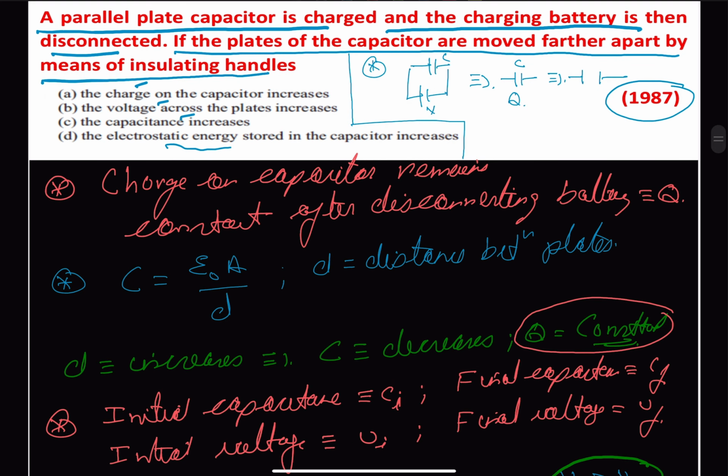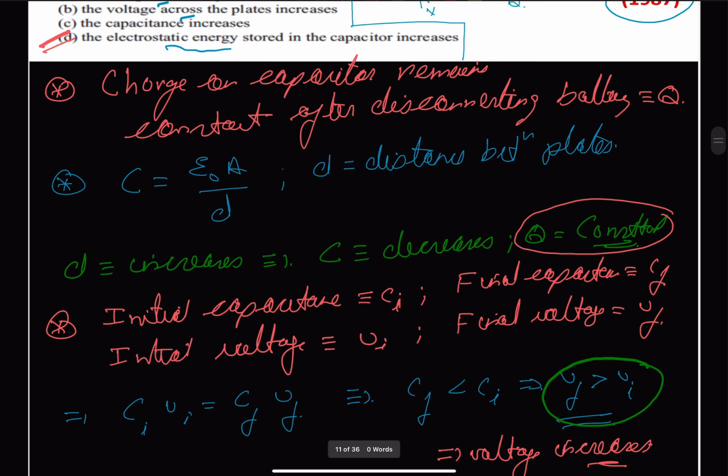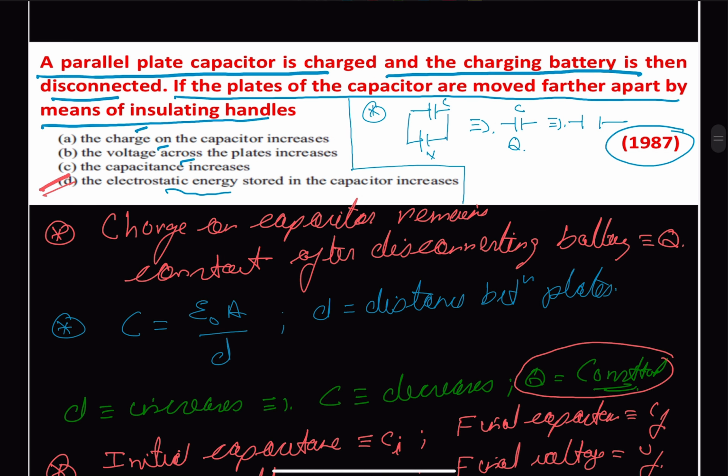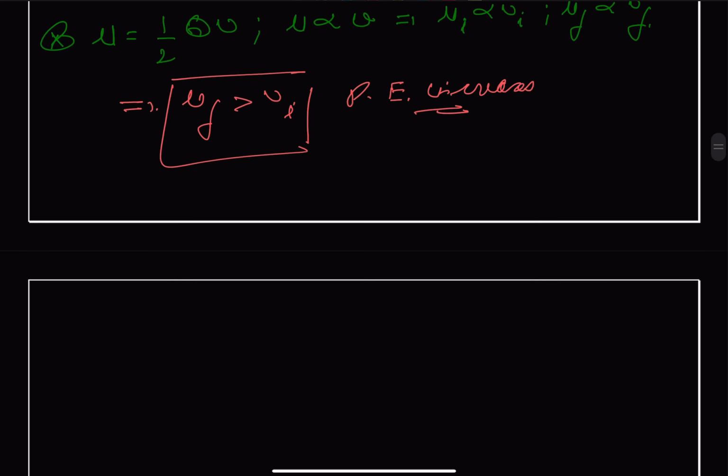Therefore option number D is the correct one, and charge is same, voltage across capacitor increases. Okay, so B is also a correct one. So B and D are the correct options. Next question.